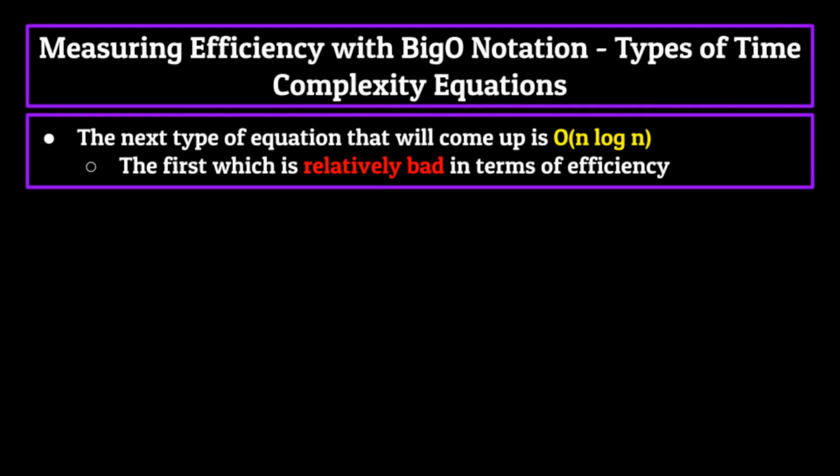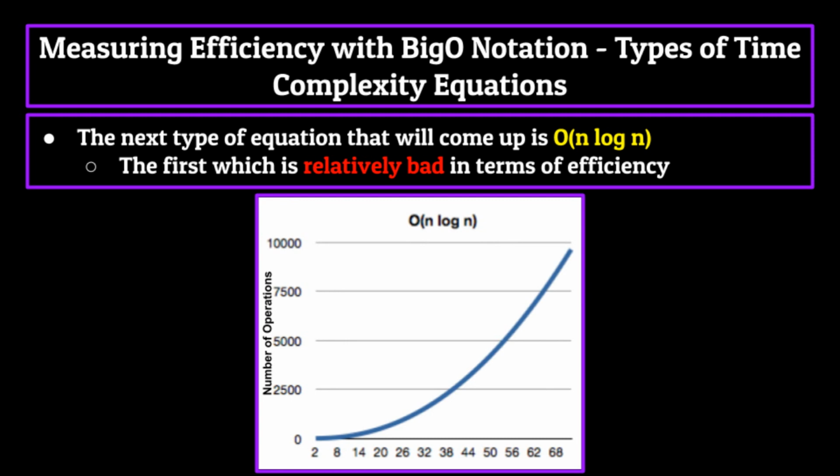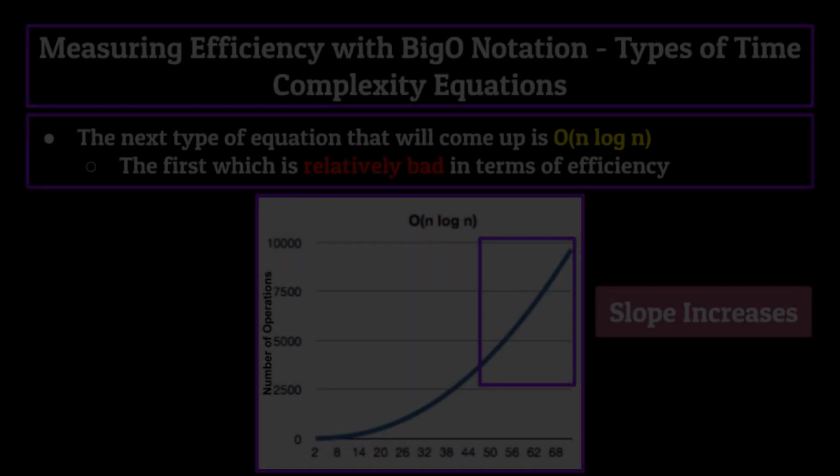The next type of equation that will come up is O n log n. This equation is the first that is relatively bad in terms of efficiency. The graph of volume versus operations shows a somewhat linear but increasing graph, meaning unlike O log n, it won't be better in terms of efficiency as the size of the dataset increases. Instead, the slope actually increases as the volume of data does.